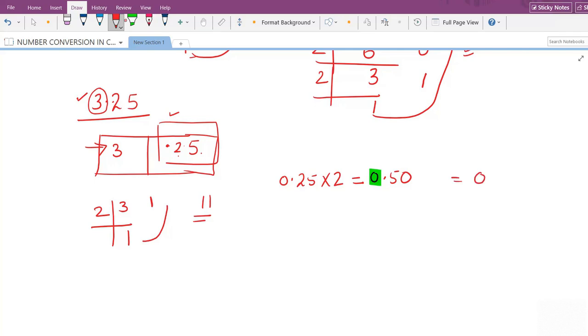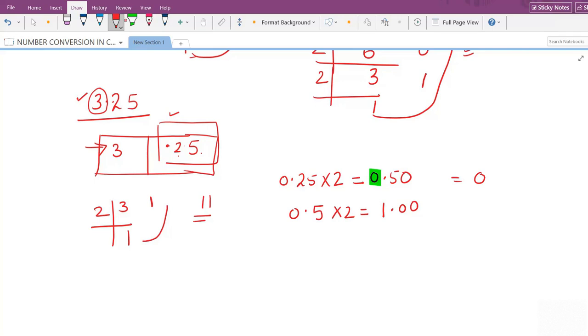Now what is that? We have another. So what we will do? Now we have 0.5. Okay, we have 0.5. Now what we will do with this? We will again follow the same thing, right? So what answer are we going to get?